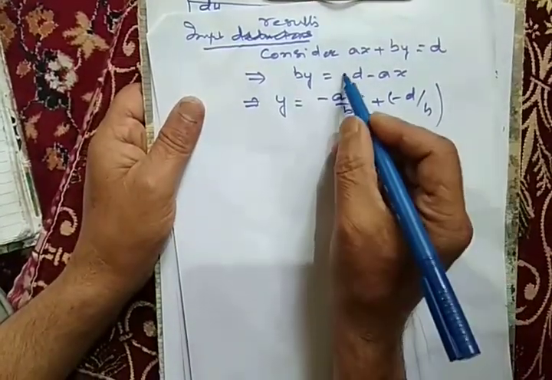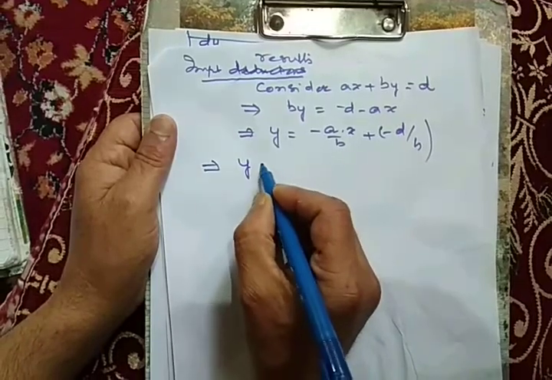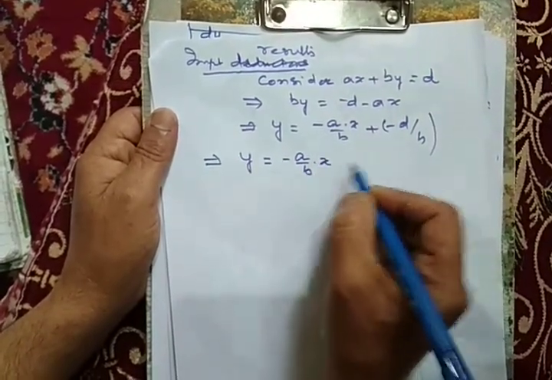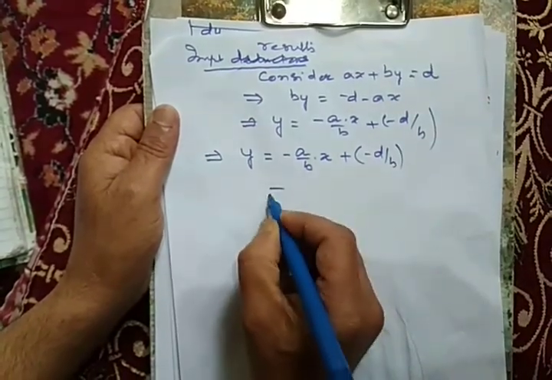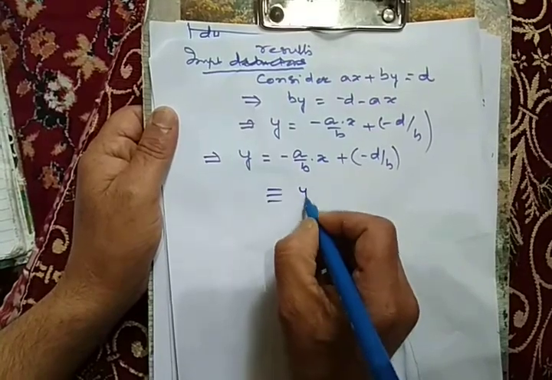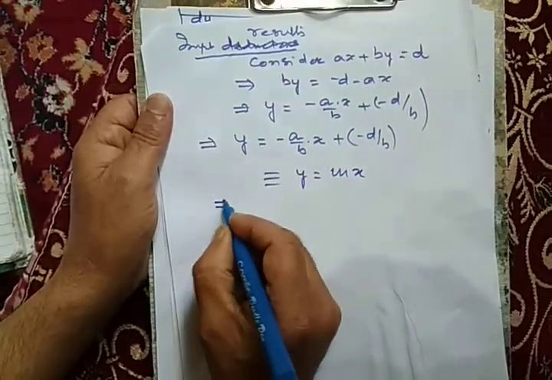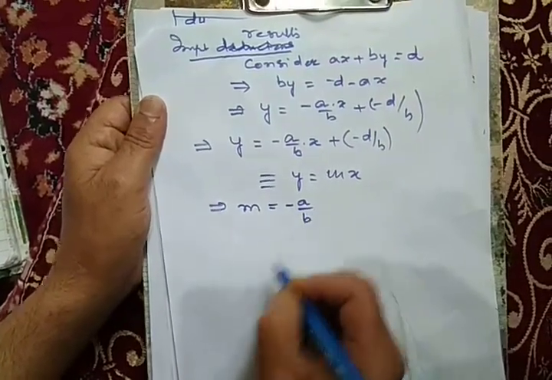So these are both minus. So this implies that y can be written as y is equal to minus a by b into x plus minus d by b, which is identical to y equal to mx. So you compare the two. This implies that m, the slope of a line, is equal to minus a by b. This is an important result.